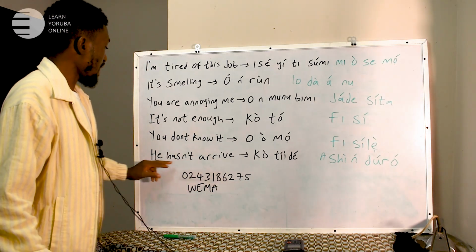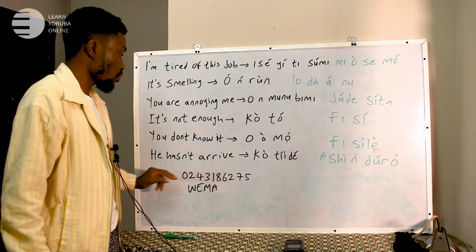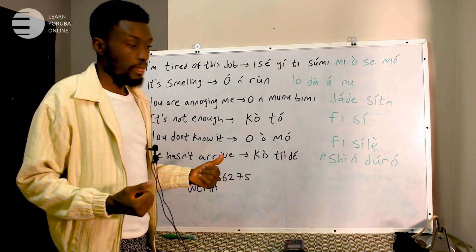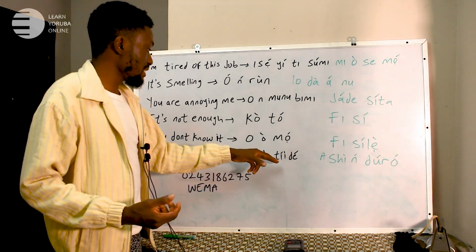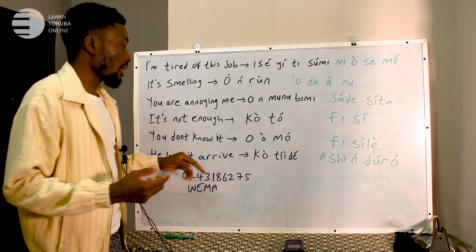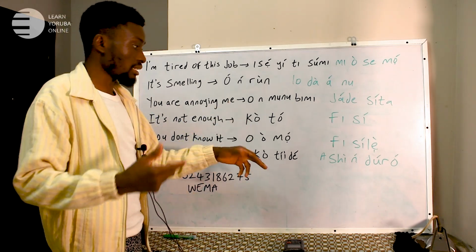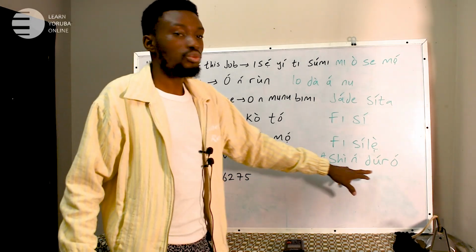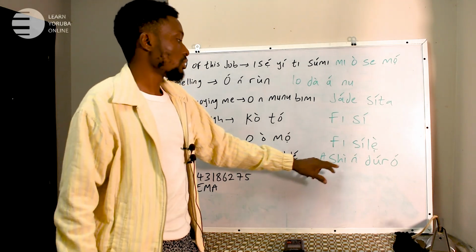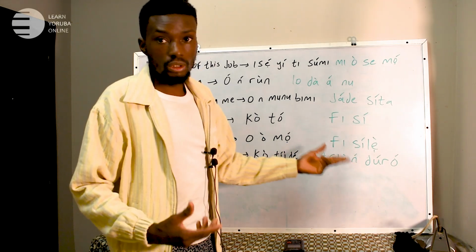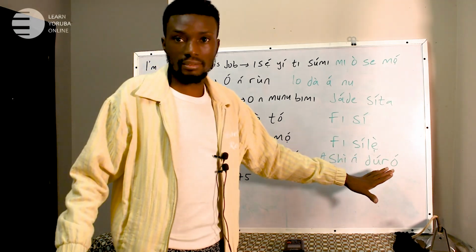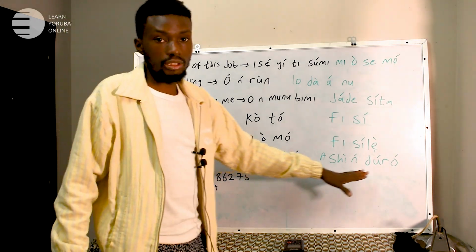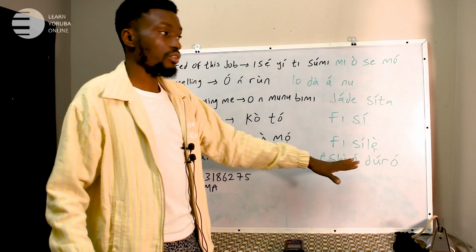And lastly, we also have he hasn't arrived. So ko ti de, de is to arrive. Ko is not. Ti de is just to signify that he hasn't. Ko ti de, he hasn't arrived. So you can then put ashin duro, a shin ti un continuous, duro wait, that is we are still waiting. Ashin duro, we are still waiting. So he hasn't arrived. Ko ti de ashin duro. Ashin duro means we are still waiting.